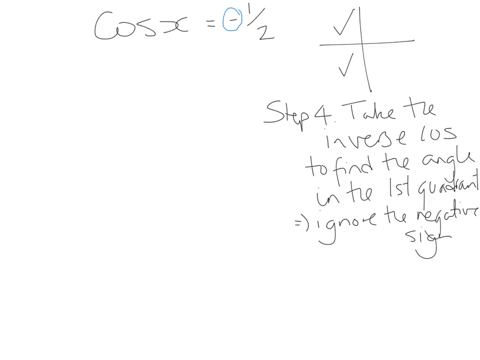If we include the negative sign, it won't give us the angle in the first quadrant. It won't give us an angle between 0 and 90 degrees. So that's why we ignore the negative sign. We ignore it so that we get an angle between 0 and 90, which we can then use to find our related quadrant angles.